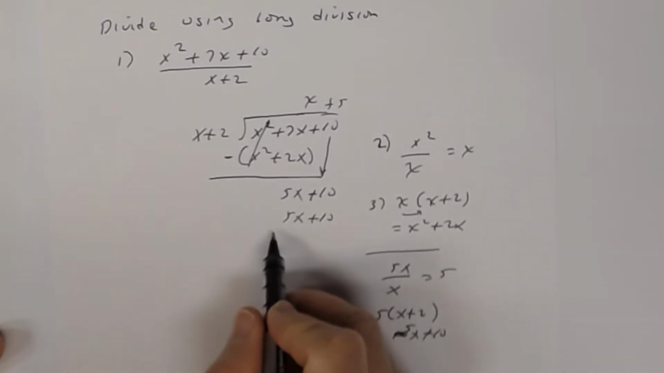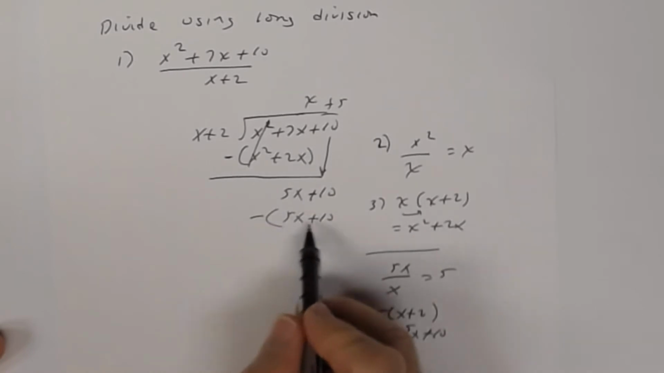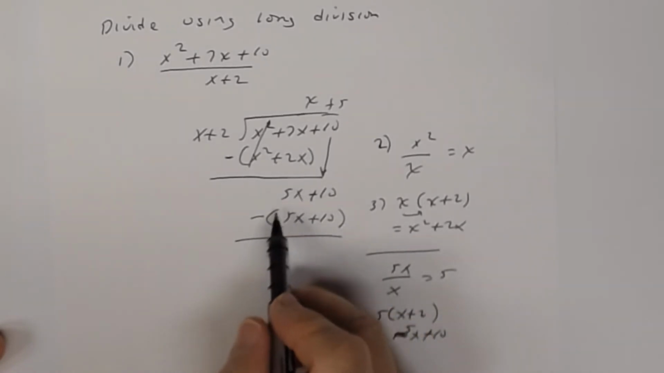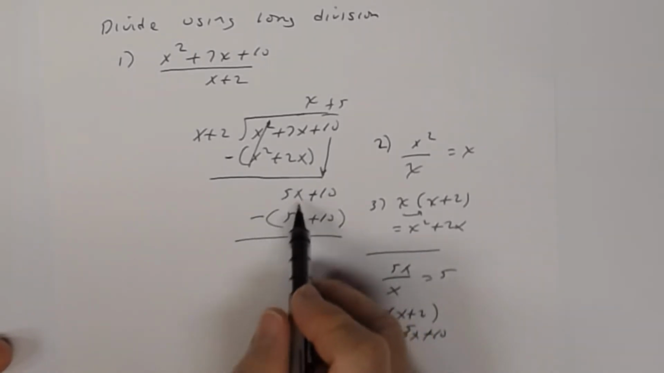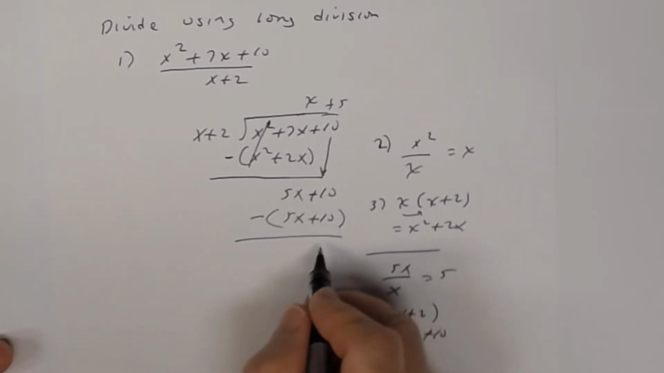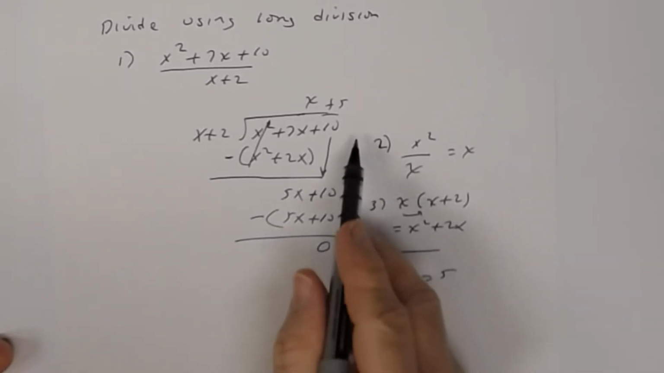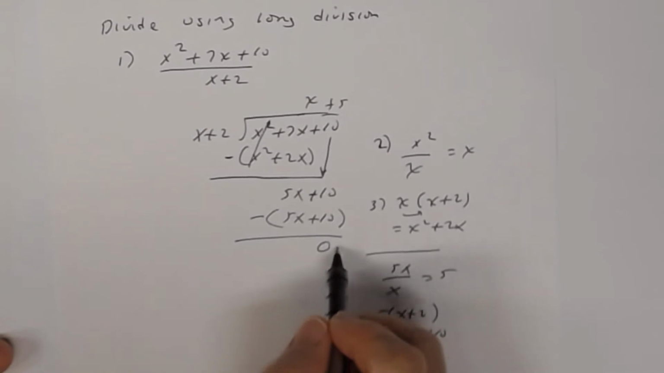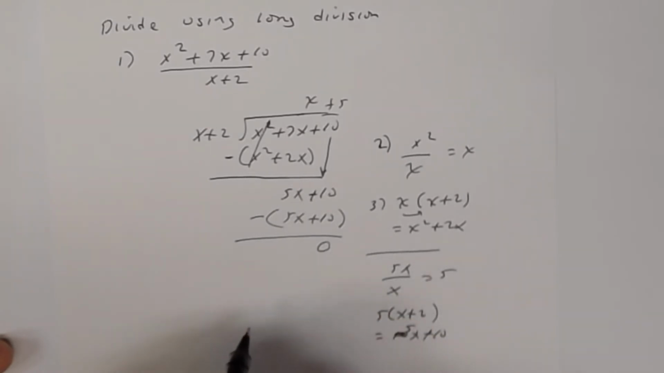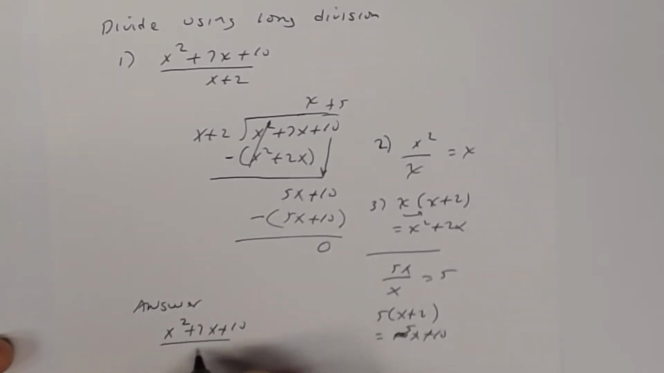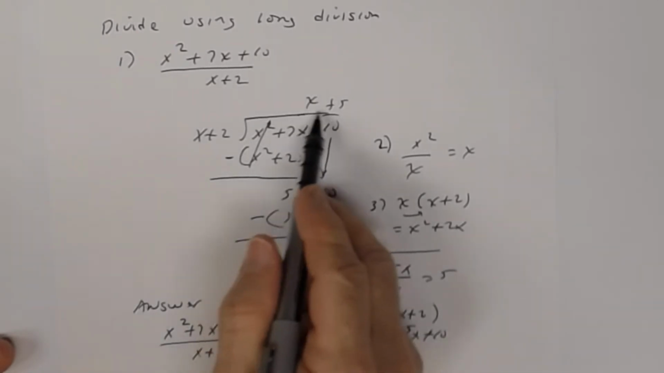Okay? And now I subtract. Now when I subtract, I want you to notice what happens. 5x minus 5x is 0. 10 minus 10 is 0. So I'm going to put a 0 here. And notice there are no other terms to bring down, so that's your remainder. And so you're going to write your answer as this. You're going to say x squared plus 7x plus 10 divided by x plus 2 equals the quotient.